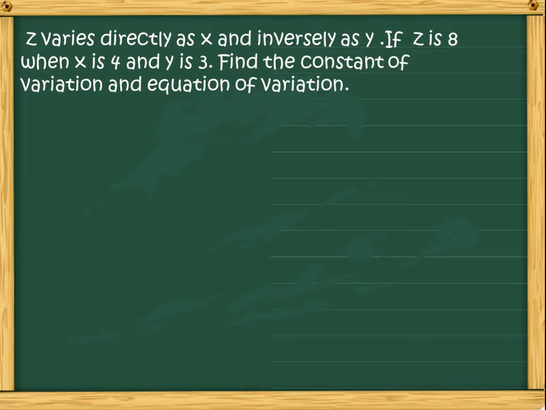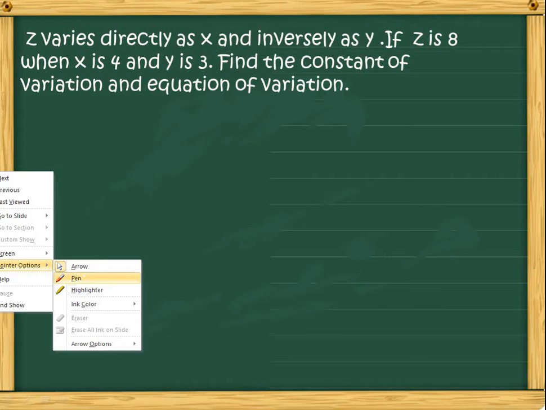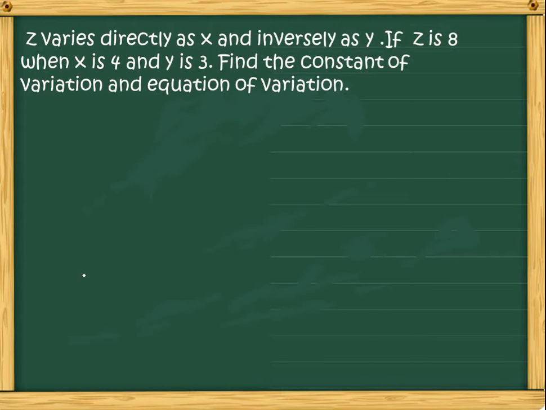Let's have another example. So, from here, Z varies directly as x and inversely as y. If z is 8 when x is 4 and y is 3, find the constant of variation and equation of variation. So, dalawa yung pinapahanap. We were asked to find the constant of variation or K and the equation of the variation.